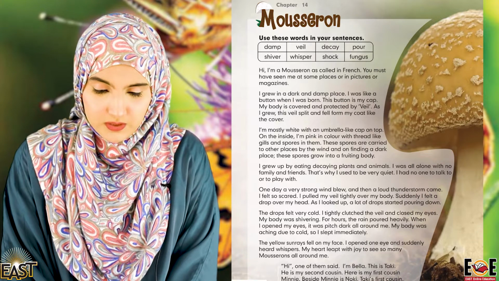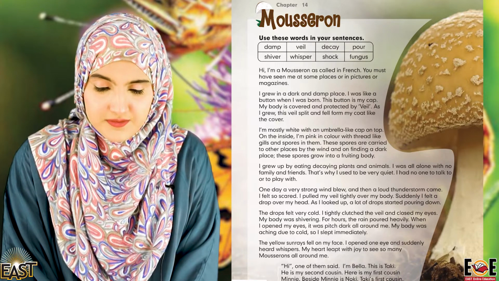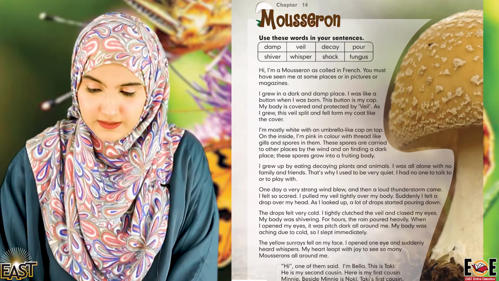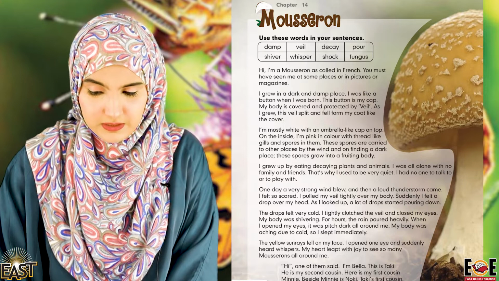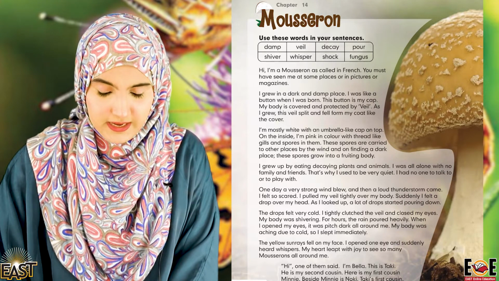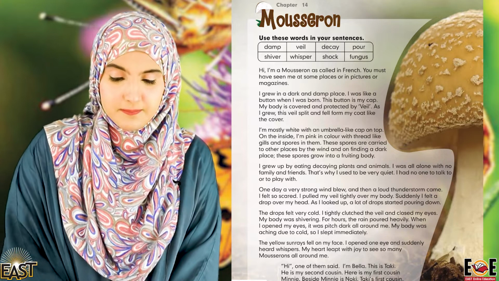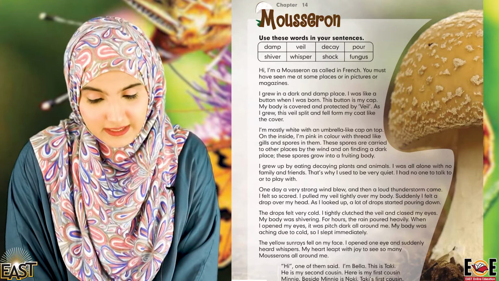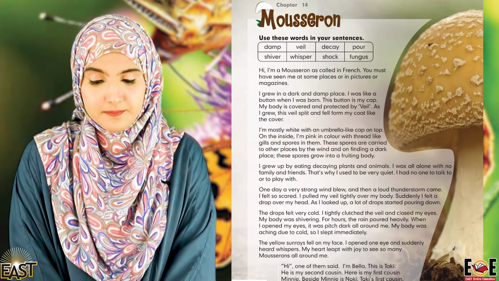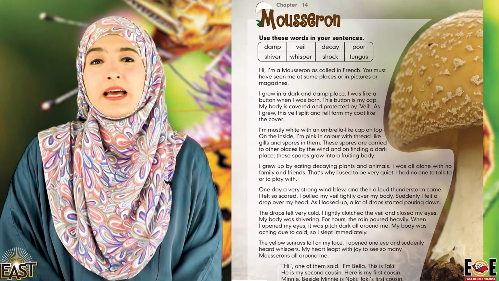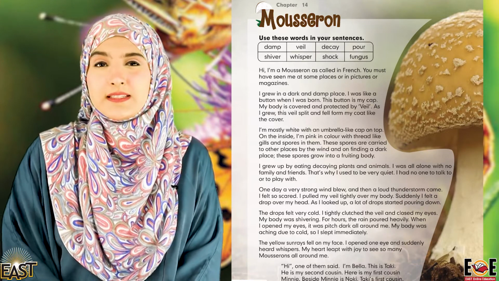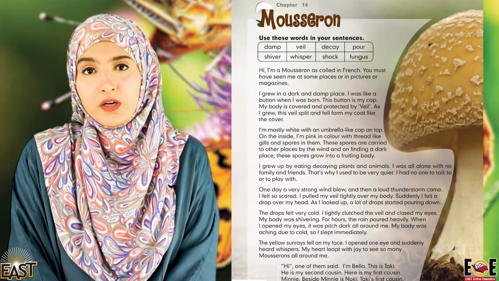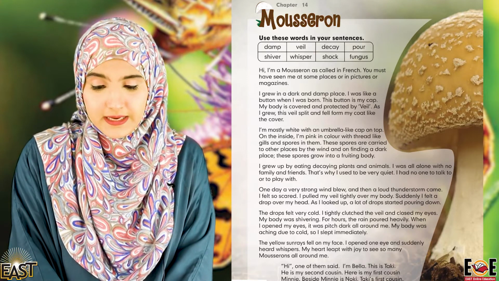Hi, I am Mousseron, called in French. You must have seen me at some places in pictures or magazines. I grew in a dark, damp place. I was like a button when I was born. I grew in a dark, damp place. मैं एक dark और damp ऐसी जगह जहाँ पे it is slightly wet. पूरी गीली नहीं होती but slightly, ना, just to damp. I was like a button when I was born. जब मैं पैदा होता हूँ, I am like a button.